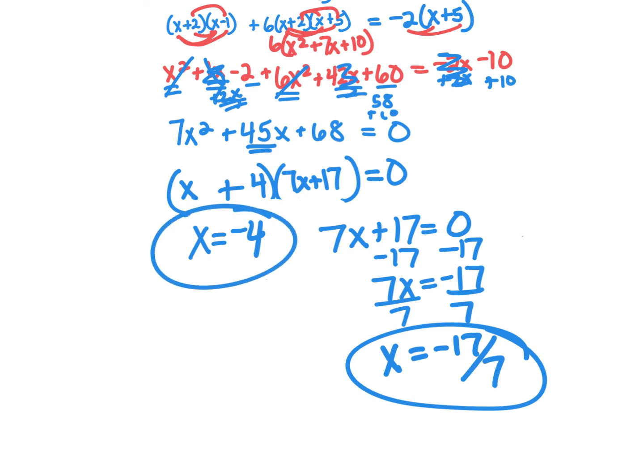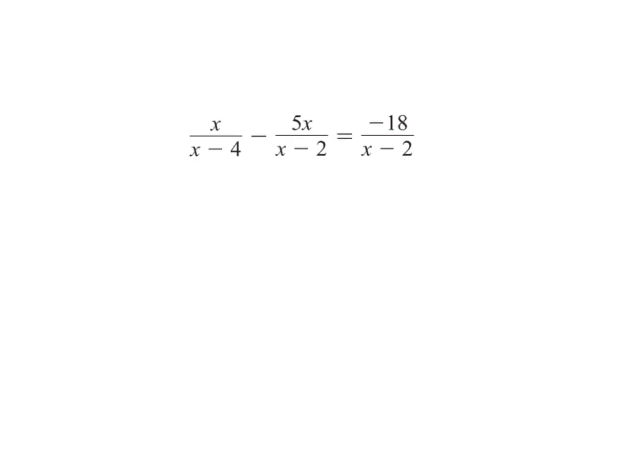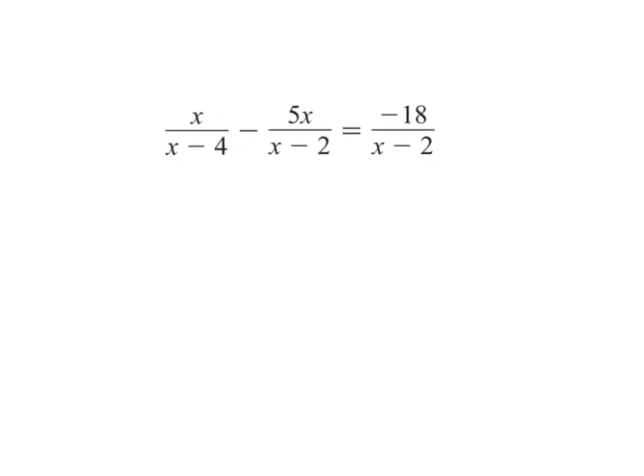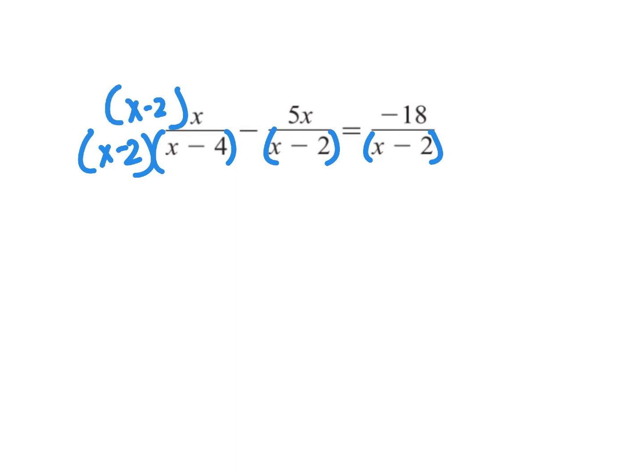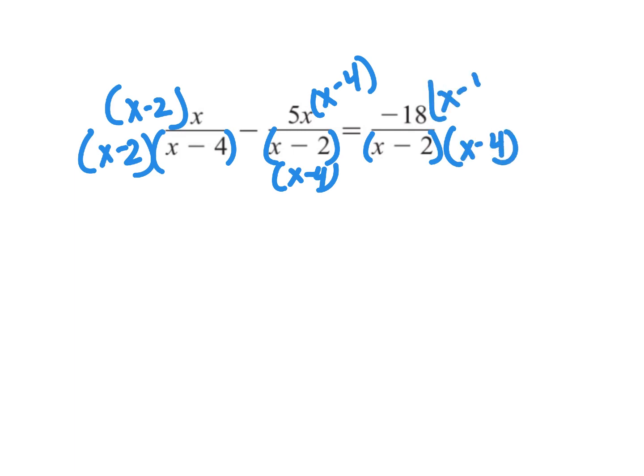Okay, let's keep going. All right, this one doesn't look quite so bad because every fraction at least has one of the parts. So the first fraction is missing the x minus 2. Put it on the top and the bottom. The second fraction is missing the x minus 4. And then the third fraction is missing the x minus 4. Okay, so now all the fractions have the same pieces.